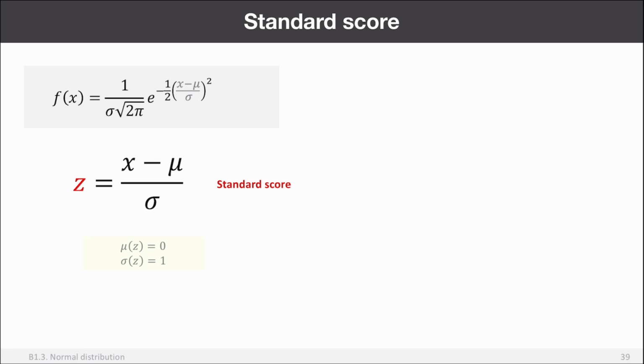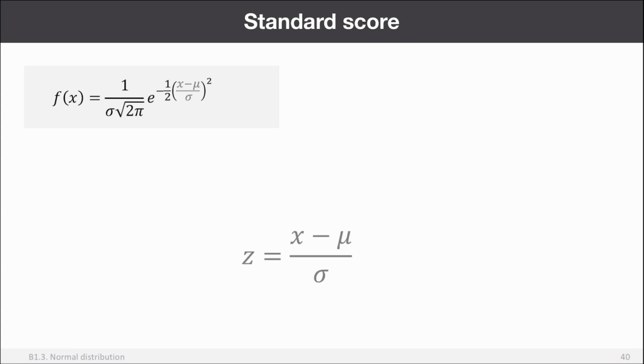So therefore we call z a standard score. What's the meaning of the standard score, and why do we use this transformation? The meaning is actually very simple. Z-score is a distance. It's a measure of how far your values go from mu, but in special units.